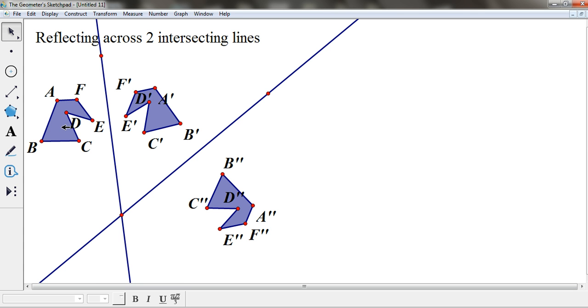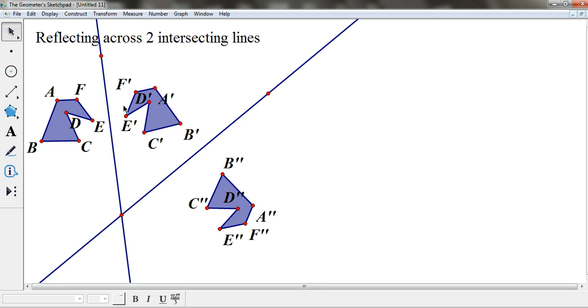All right, so the first part is what that one transformation would be. And basically what it's going to be is a rotation. So what I'm going to do is take this figure and rotate it around this point, the point of intersection of the two lines. Okay, but first I have to figure out how far that rotation would be.